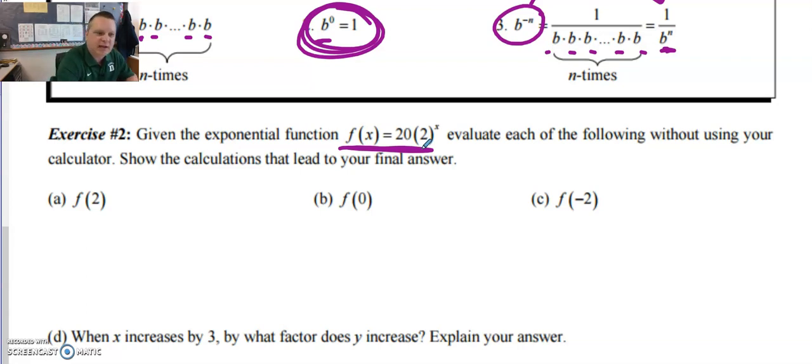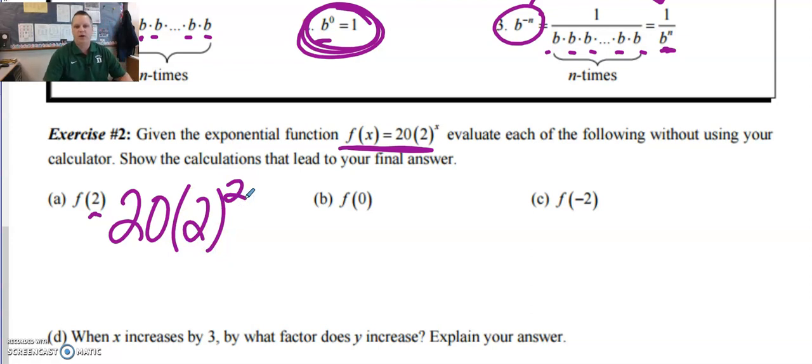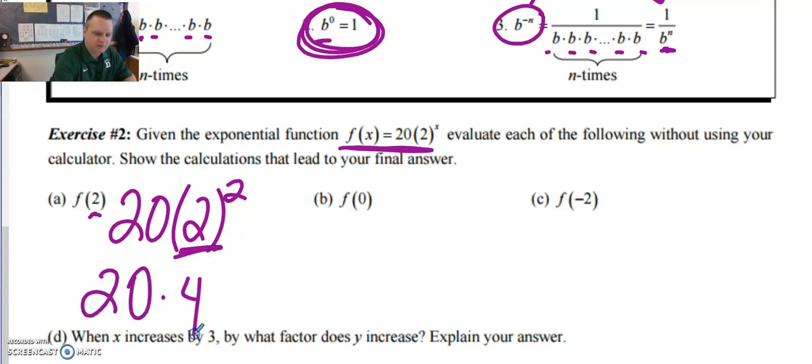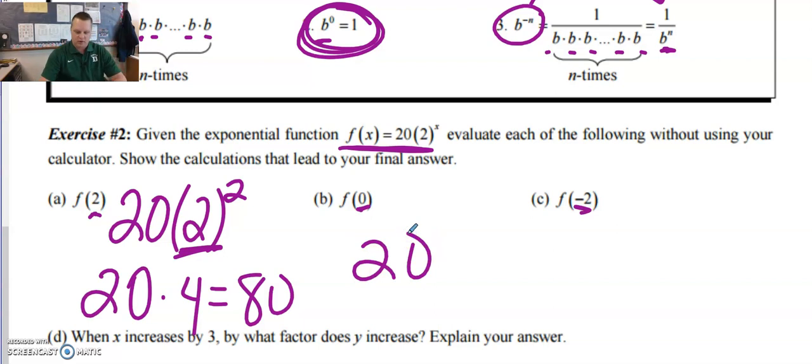For mathematical sakes, if I have f of 2, I would plug it in as 20 times 2 raised to the second power, because x equals 2. Order of operations, you would do your exponents first. So I have 20 times 4, which is 80. So that's the mathematical computation. Now all these other ones, you don't have to show me every single time, and of course you can use your calculator. You can try these, put in the table or the graph, and this gives you 20 for f of 0, and f of negative 2 is 5.